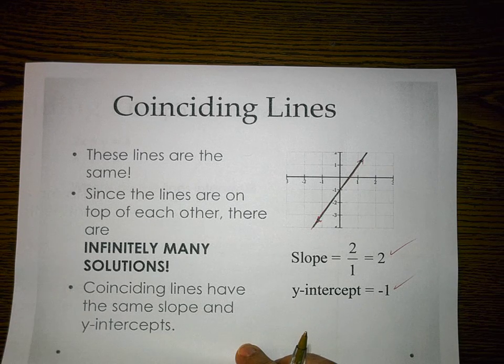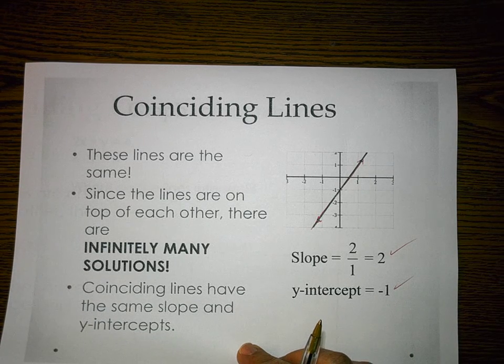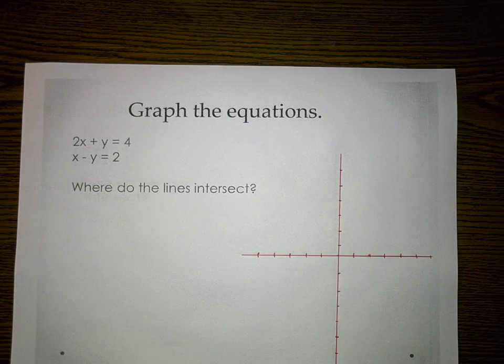So those are the three possibilities when we're dealing with graphing lines. They'll either be the same exact lines, they'll intersect because they're different lines, or they're parallel lines, they're never going to touch each other. So let's see, if you give me a problem, graph these two equations.